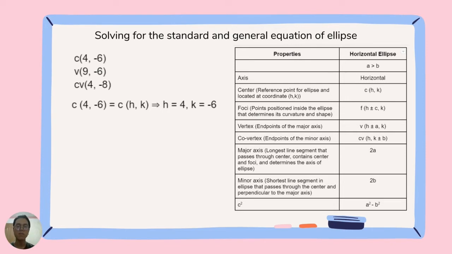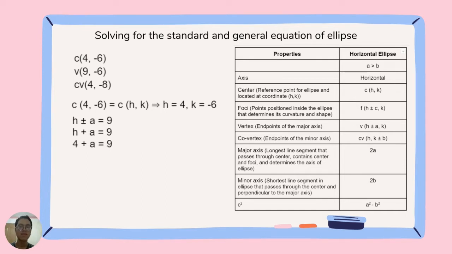For the values of a and b, we must refer to the table. For a, we could consider the major axis and the vertex. However, the major axis is not given, so we are going to use the vertex. It says here that the x-coordinate of the vertex should be h plus or minus a, and according to the given, it is equal to 9. So h plus or minus a is equal to 9. Now we can choose arbitrarily between plus or minus. I am going to choose plus because regardless of sign, it only tells us the direction. So we have h plus a equals 9.